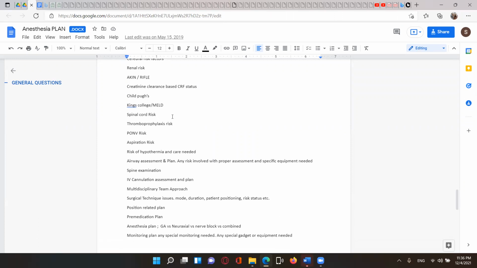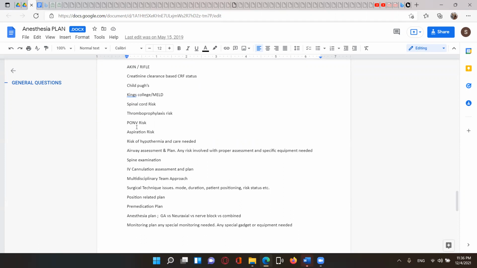Spinal cord risk will be any surgery with hypotension or clamping. There will be risk of spinal cord injury, as we discussed for kidneys. Almost similarly for spinal cord, and the same principle will be used here. They will be doing evoked potentials to see any problem in the spinal cord.